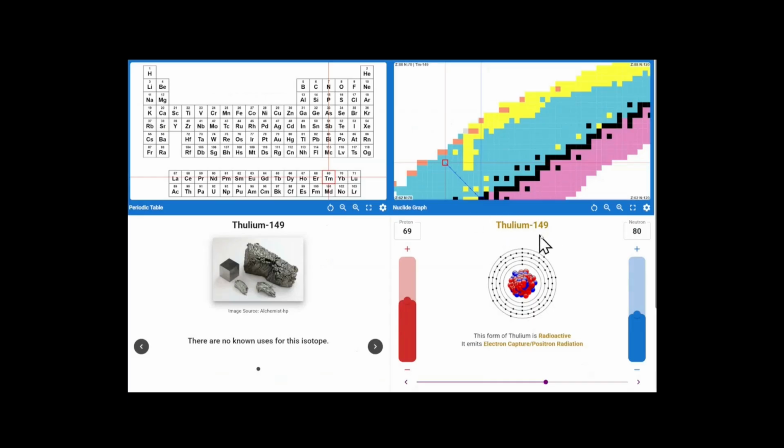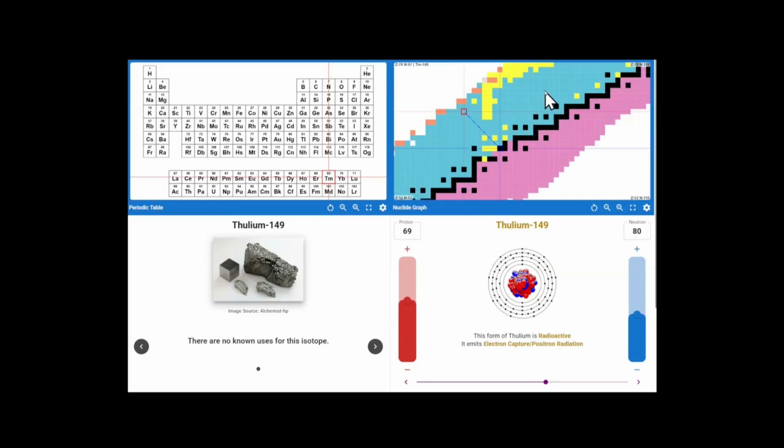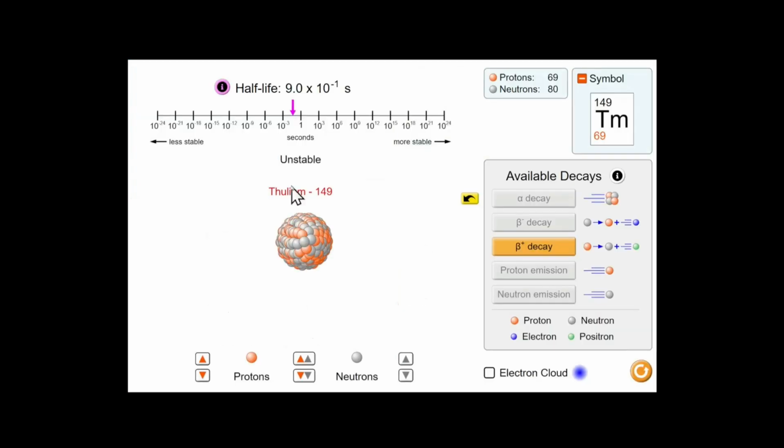So here is thulium 149. It's still here. If you have a look, it even gives us a little line here. It wants to get to this area of stability here. It doesn't have alpha decay available to it now. So it's going to want to lose these protons. So it can't do alpha decay. How is it going to get rid of those protons? Well, it's going to have beta decay.